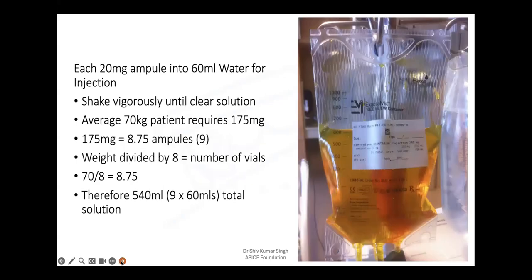Okay. So this is how the bag looks once you have reconstituted it and put it into a bag of fluid. This is just a calculation. If you divide the weight by 8, that tells you the number of vials you require. So if the patient is only 40 kgs, he requires just 5 vials. But you still need to constitute in 60 mLs. So that will be like 300 mLs in a 50 kg person.